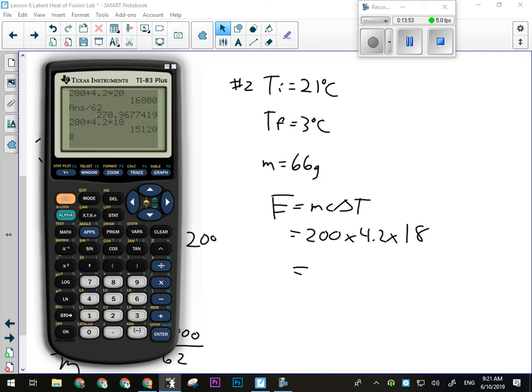So there's our energy, and we're going to divide that by 66 grams this time. So we're going to get an even smaller number. We're going to be a little bit further off this time. Okay, we're going to be 200, almost 100 off this time. Okay, and that happens a bit in this lab.